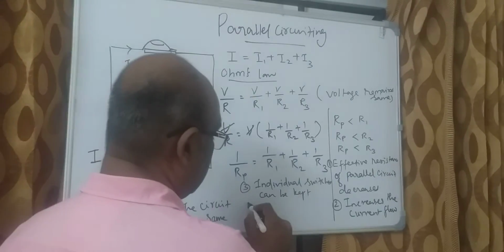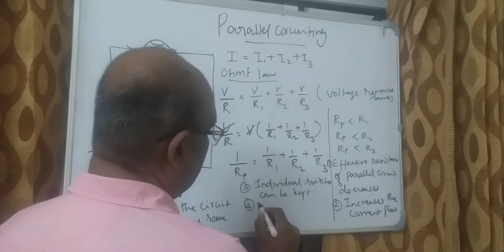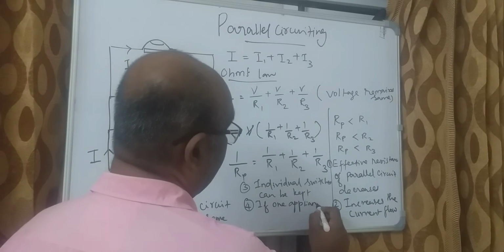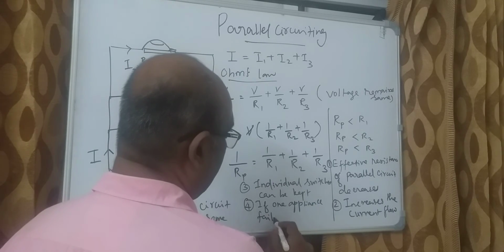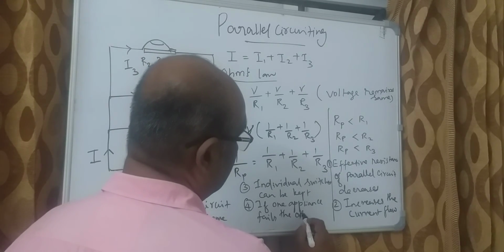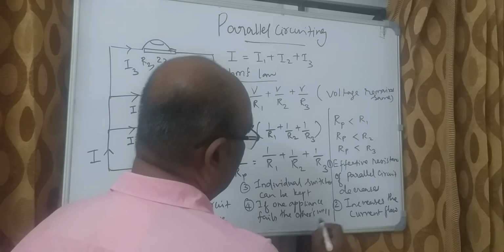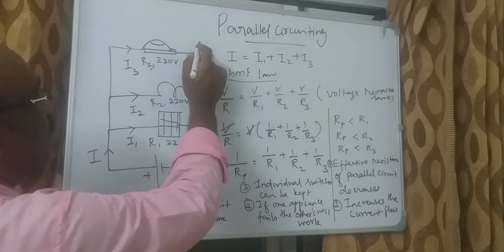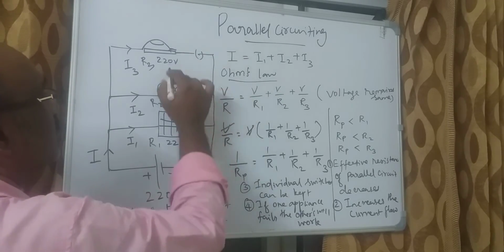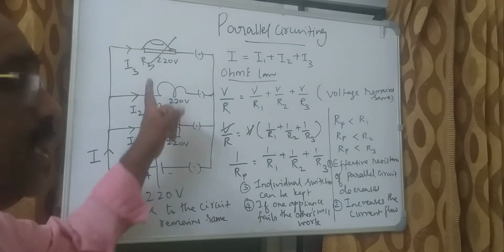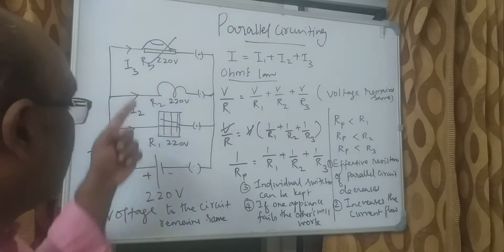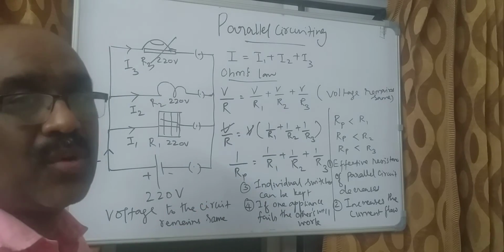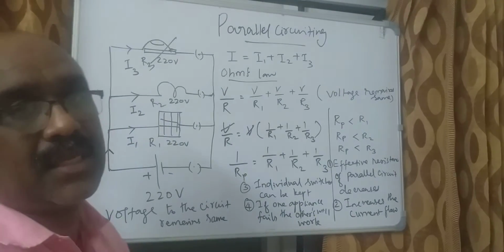And another advantage is, if one appliance fails, the others will work. That means in case of the failure of this circuit, only the iron box will not work, whereas the bulb and the fridge will be working. So that is another advantage of using parallel circuiting.